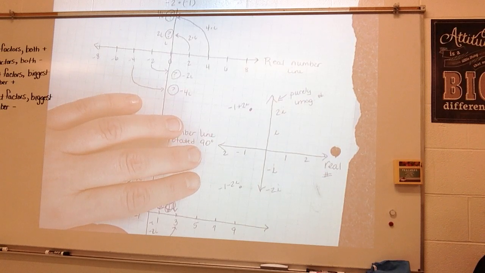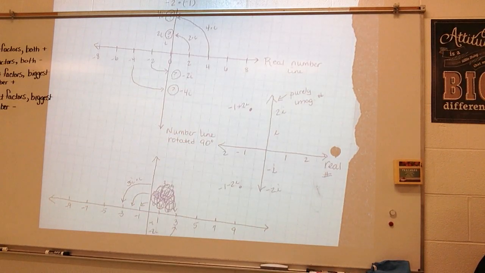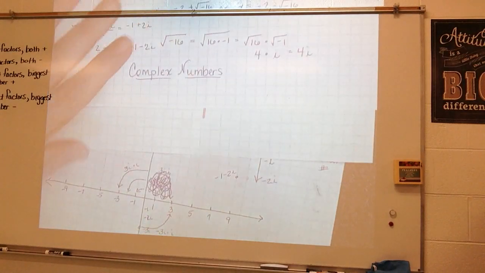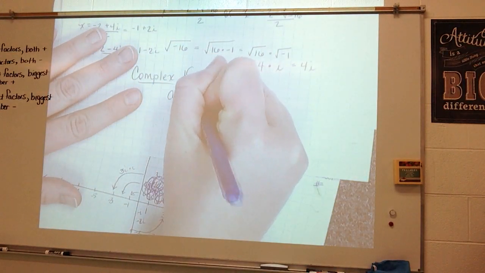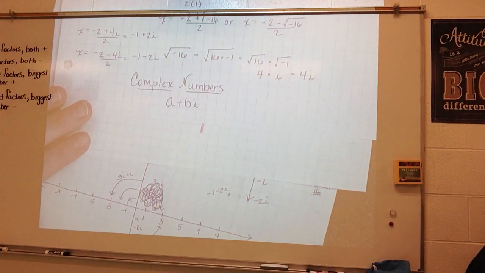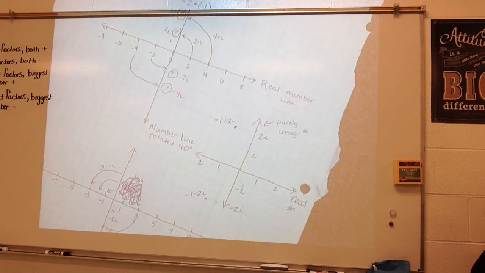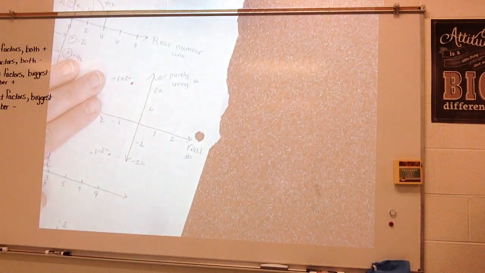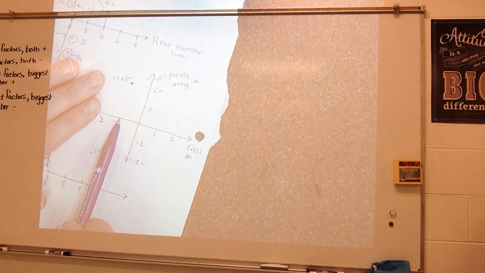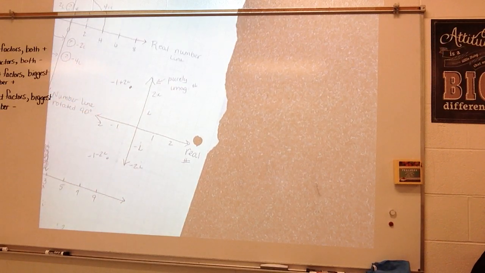Alright? So what you need to know is that all complex numbers can be written in the form a plus bi, where a and b are real numbers. Just as we represent real numbers on the number line, we can represent complex numbers on the complex plane. And like I showed you here, I would just take the first part, which is negative 1, and go to 2i, negative 1, go to negative 2i.